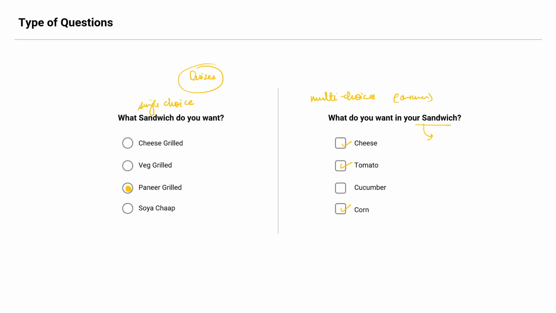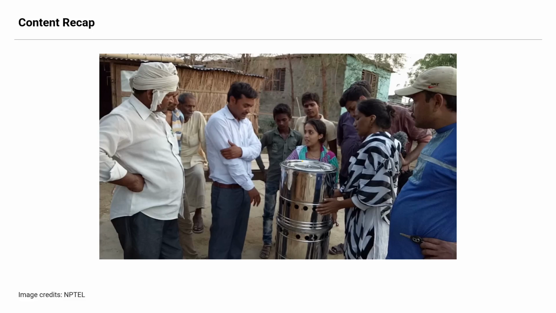The framing of this can also be tweaked into fill in the blanks. Okay, so it is just a matter of writing the words in a different way, but then the options would be one of the two. Now let's start with the content recap. The content recap is basically going through the week two content which was presented in the lectures and the modules.